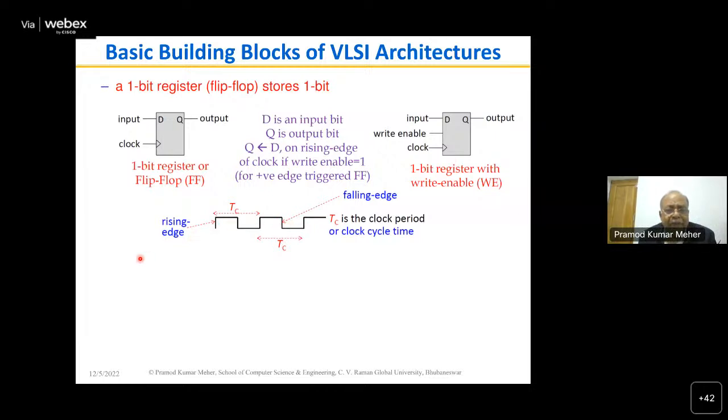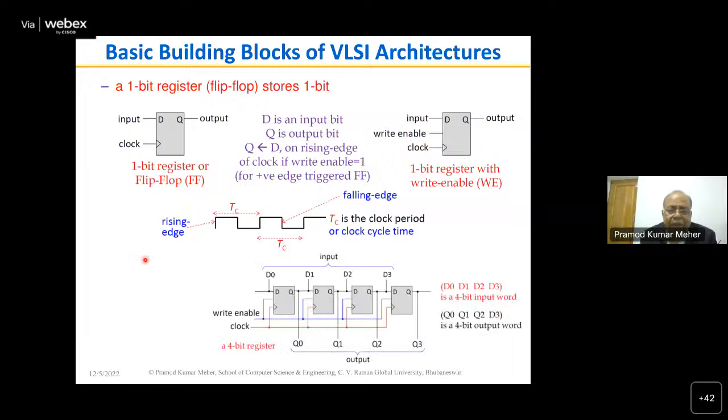So if you take, suppose, 4 flip-flops, I can use them as a 4-bit register. That means to store 4 bits. Here in this diagram, D0, D1, D2, D3 are 4 bits. When write enable is 1, that is, you have enabled writing, and the clock pulse goes high, on the rising edge of the clock, D0, D1, D2, D3 will be available as output Q0, Q1, Q2, Q3.